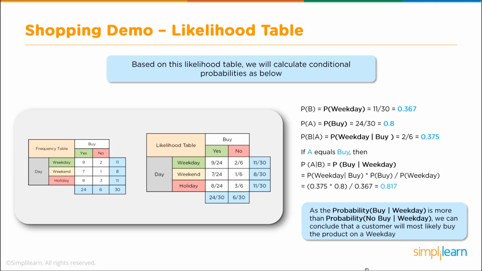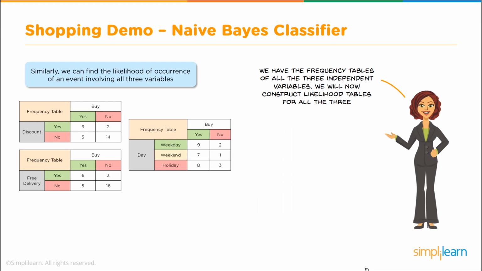Now, we've kept our chart simple and we're only looking at one aspect. So you should be able to look at the table and come up with the same conclusion. That should be kind of intuitive at this point. Next, we can take the same setup. We have the frequency tables of all 3 independent variables. Now we can construct the likelihood tables for all 3 of the variables we're working with.